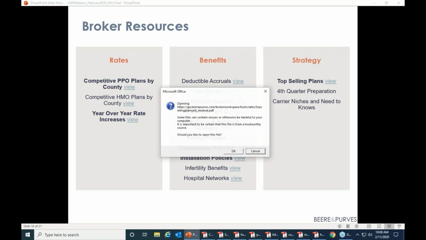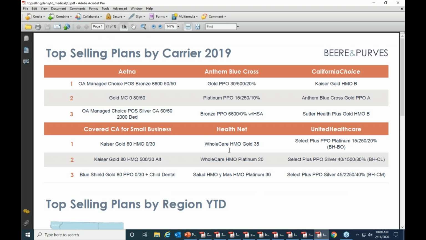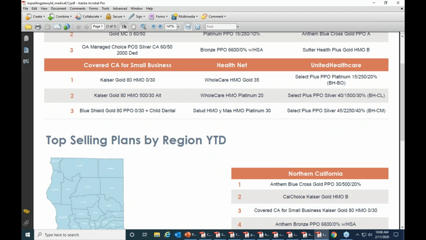Top selling plans, when we look at strategies, another good resource here. So what this tells you is the top selling plans by carrier. Obviously this is regional, and these may be a little bit different, but collectively throughout the state, these are the top selling plans for each of the carriers listed here. Another good resource for you.